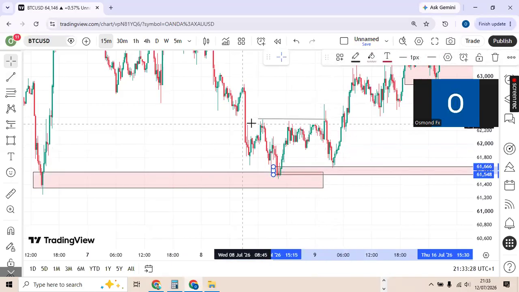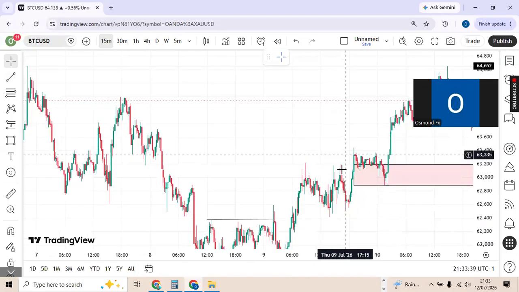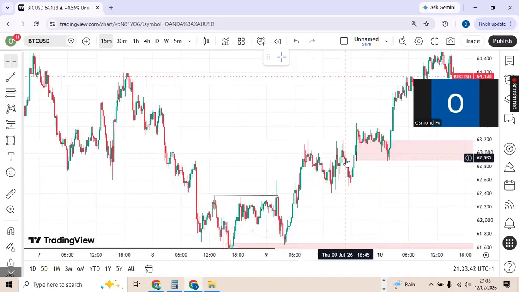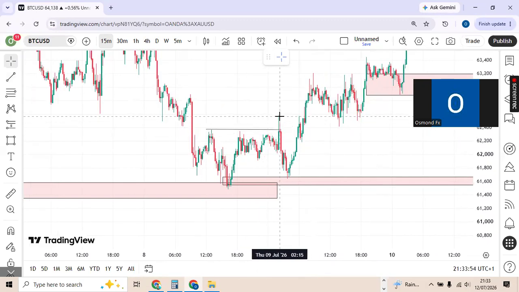So the market reacted to this demand zone here, went up, broke structure, came back to react to this small demand zone, and we saw a push to the upside. Market started buying to the upside. I didn't enter this trade because this was looking like a liquidity grab, because you guys can see that it's the week's candle that actually broke above this high.